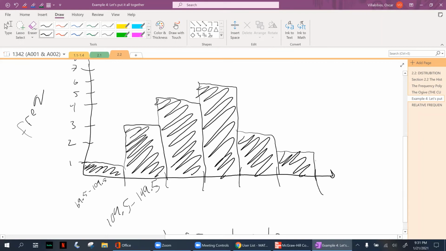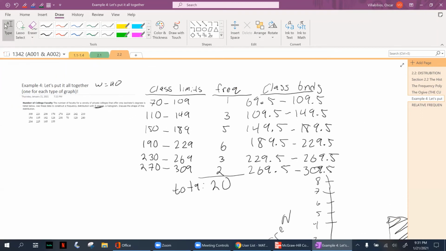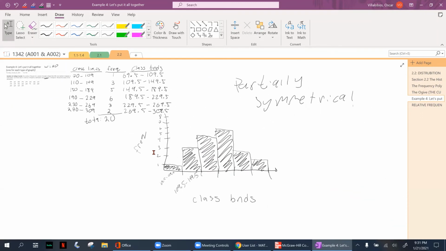All right. And now, what is this? Is this left skewed, right skewed, or symmetrical? You should have options. This here would be partially symmetrical. We notice that it is not left skewed, it's not right skewed, but it's not completely symmetrical. It's just partially symmetrical. So we have answered all the questions. Be sure you know how to do one like this.